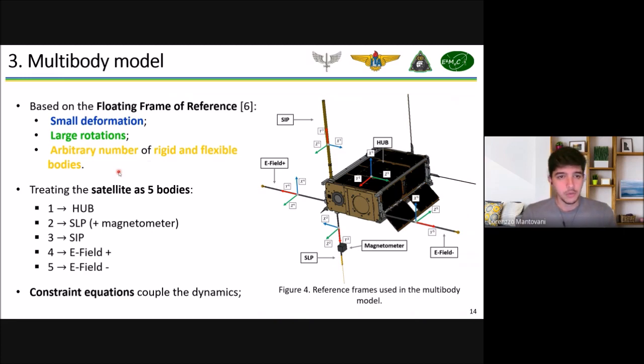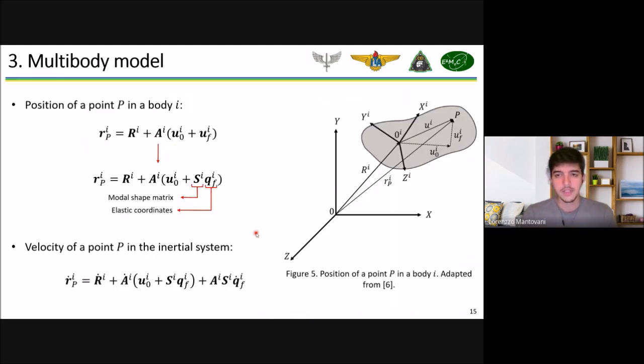What it means to be a multi-body model is that we have a system here, and we can divide it into several smaller bodies. We can call this main part of the satellite, the service module, a hub. Then we can call the second structure, the SLP boom, a second body, the SIP boom a third body, and the field plus and field minus other bodies. Then we use some constraint equations to couple the dynamics of these bodies using Lagrange multipliers. But how do we obtain these equations? I'm trying to explain it here using this figure.